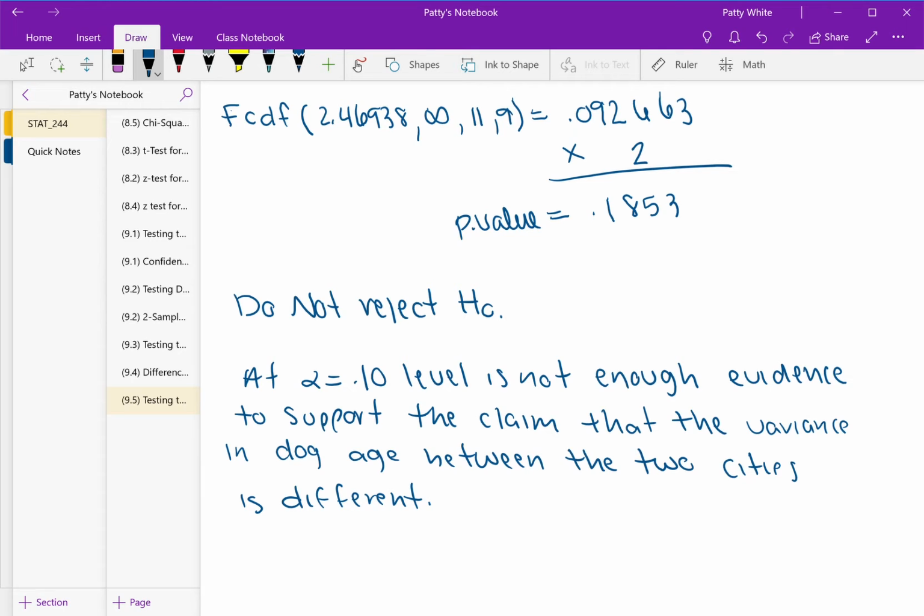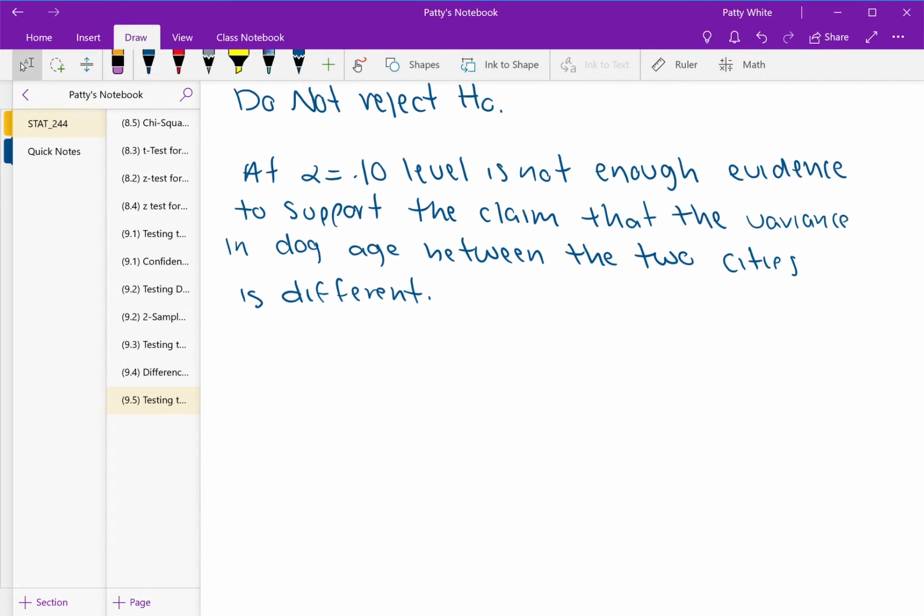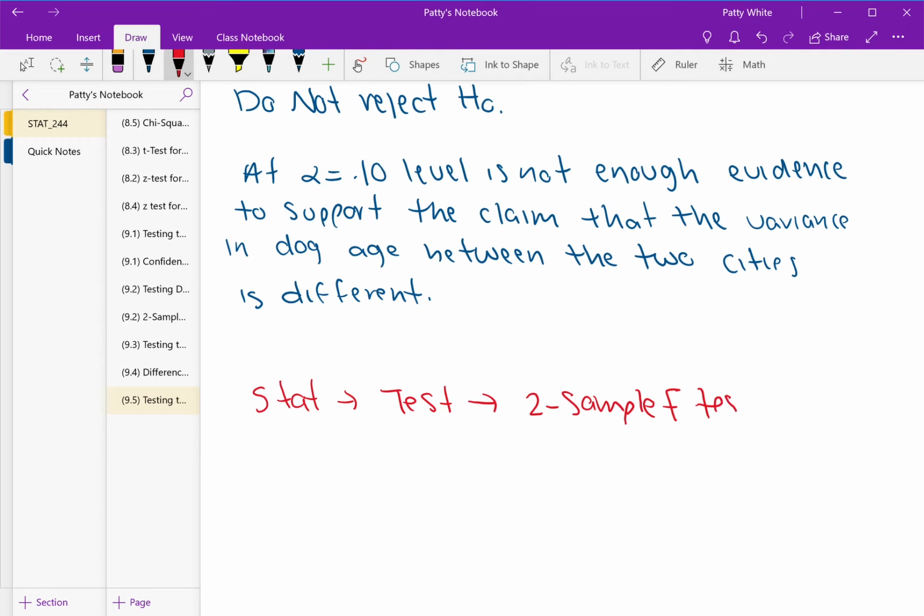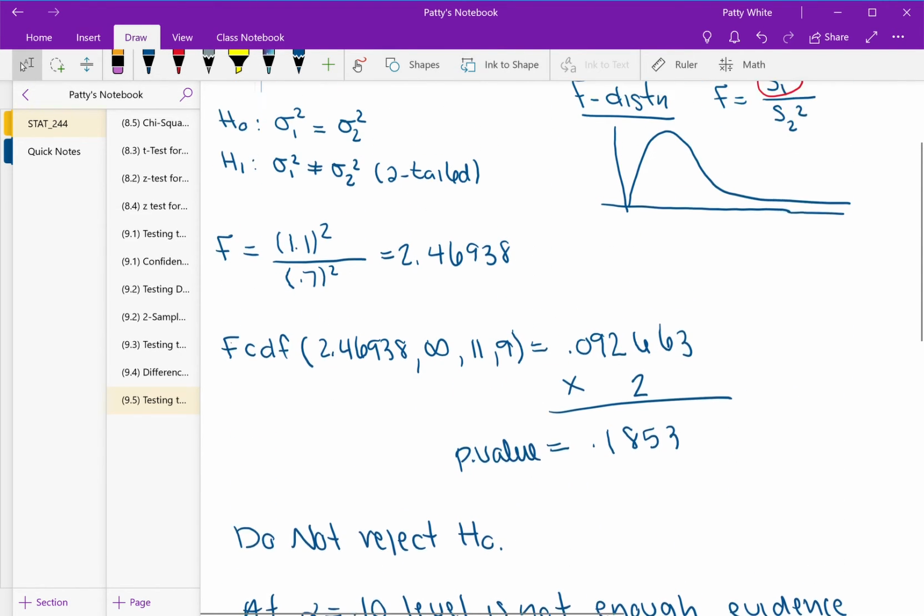Okay. Now in your calculator, on a side note, if you went to STAT, and then you went to TEST, there should be an arrow. You do have a 2-sample F-test. So you could play around with the 2-sample F-test. It should give you all the same information that you found by calculating it by hand.